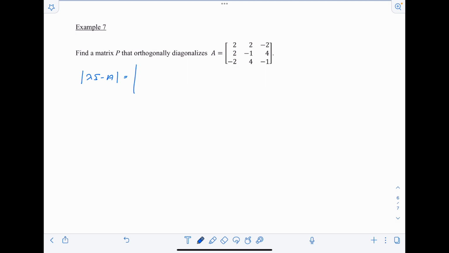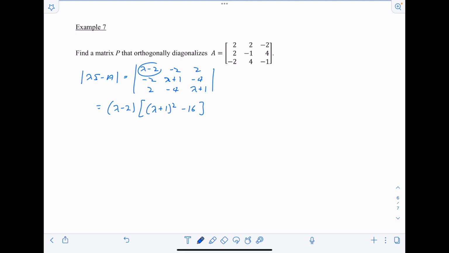Let's do this. All right, so we've got lambda minus 2, negative 2 and 2, negative 2, lambda plus 1, and negative 4, 2, negative 4, lambda plus 1. I'm just going to start here with lambda minus 2. It really doesn't matter which row or column we pick. Again, there are no zeros, so there are no shortcuts. Lambda minus 2 times the determinant of the lower right corner. We're going to have lambda plus 1 times lambda plus 1, or lambda plus 1 squared, minus 16.